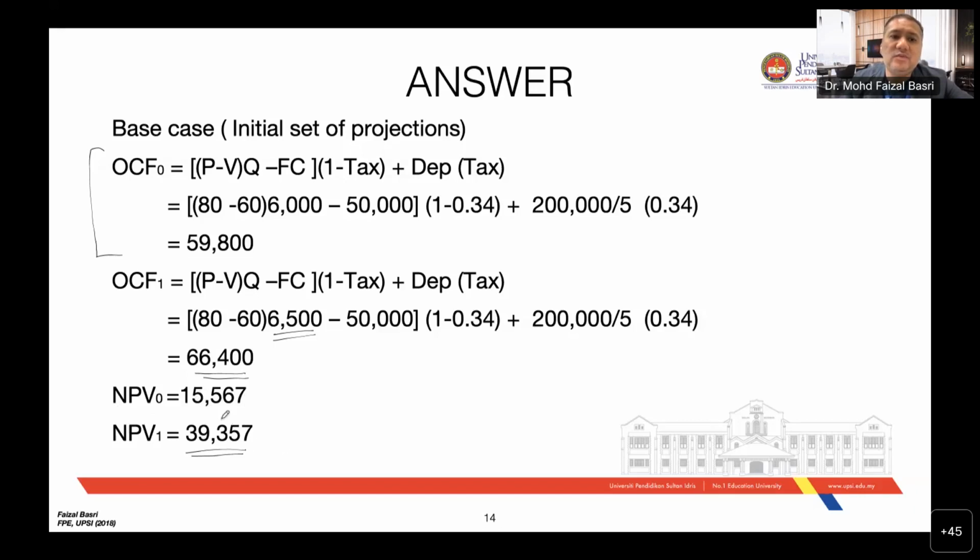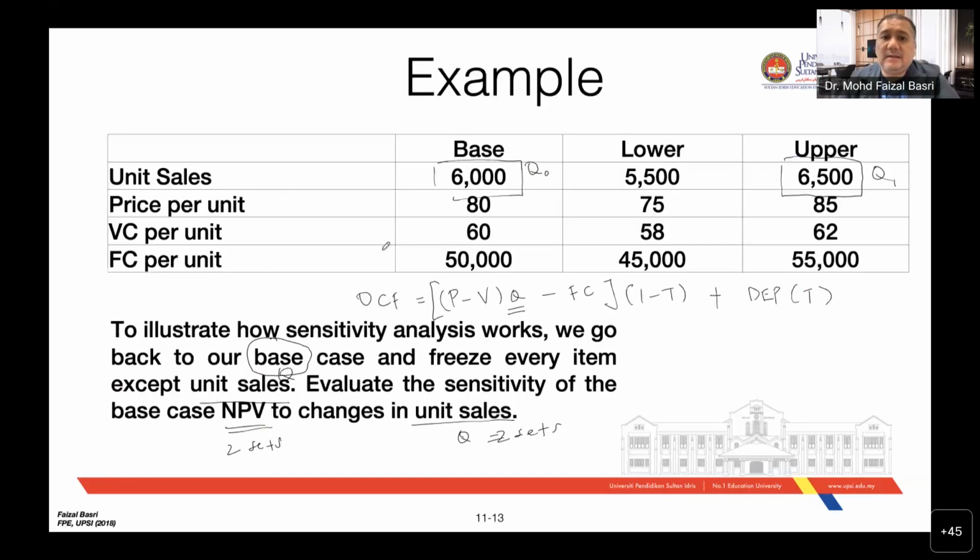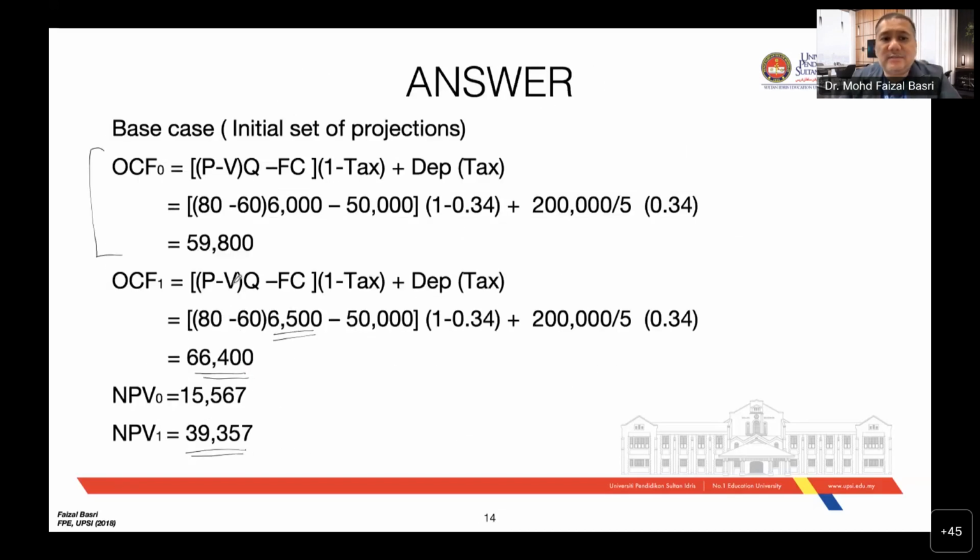Remember just now, if we do the best case scenario, we change every single thing. For example, the 80 ringgit price will be higher, I think 85, for example. So price will be higher by 5 ringgit. Variable cost lower to 55, for example. This one we take the higher bound 6,500, and this one the lower bound 45,000. And that combination gives us about 100 something thousand net present value. But when we change just one, which is quantity, it gives us a slight increment at 39,357 ringgit.